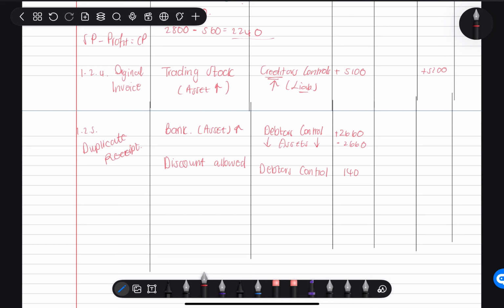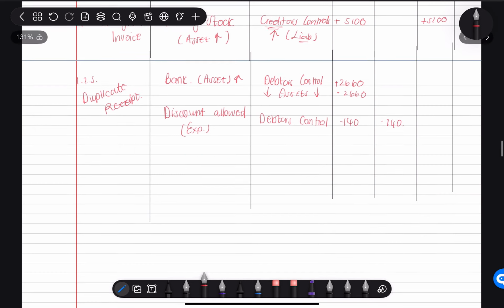Okay. Debtors control again is decreasing by this amount. So your asset is decreasing. Your discount allowed is an expense. Okay, so we are decreasing by 140. Let's look at the next one.